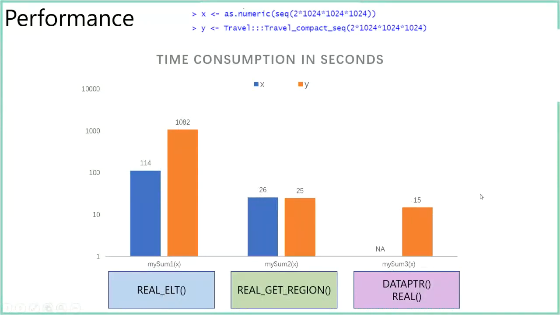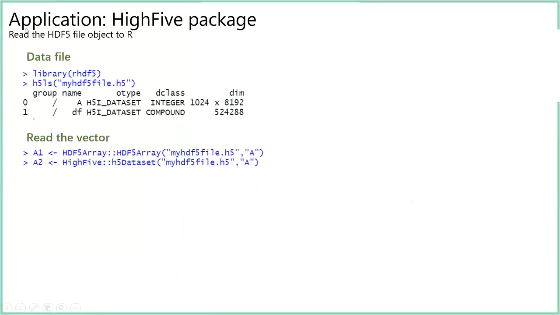And then I would like to show an application for the travel package, the Highfive package, which is a package to read HDF5 files as an ALTREP. So here's a simple example file I prepared. This H5 file has two objects. One is object A, an integer matrix, and the other is a data frame df, which is a compound type in the H5 file, and this is the number of rows the data frame has.